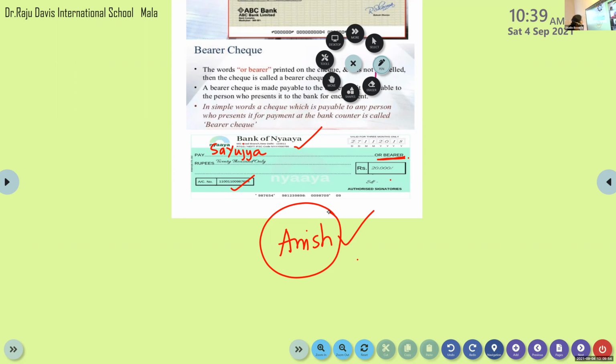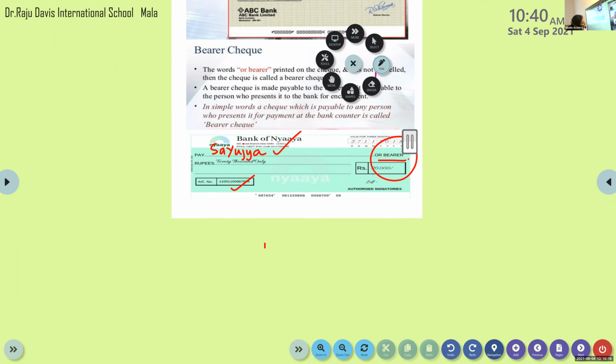Okay. So suppose, let it be, it is not going to get lost, like it is still with Sayuja. Now, what is the meaning of this check? Once again, I'll tell you. The meaning of this check is that the bank will make payment either to Sayuja, or to the bearer, or to whoever brings this check to the bank. They will get the payment.